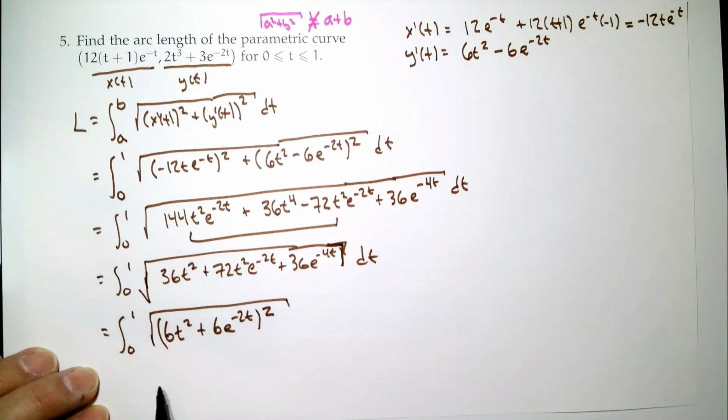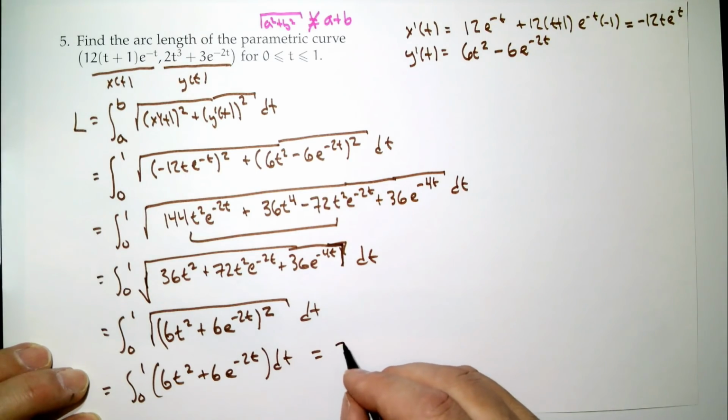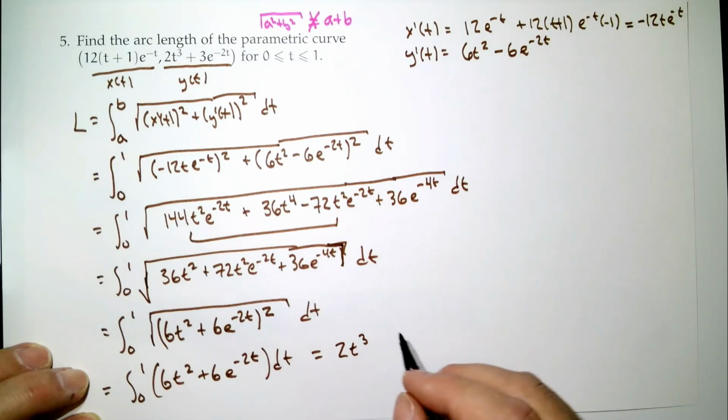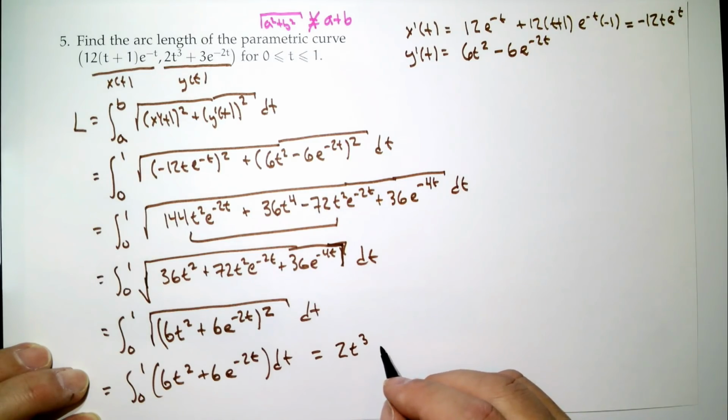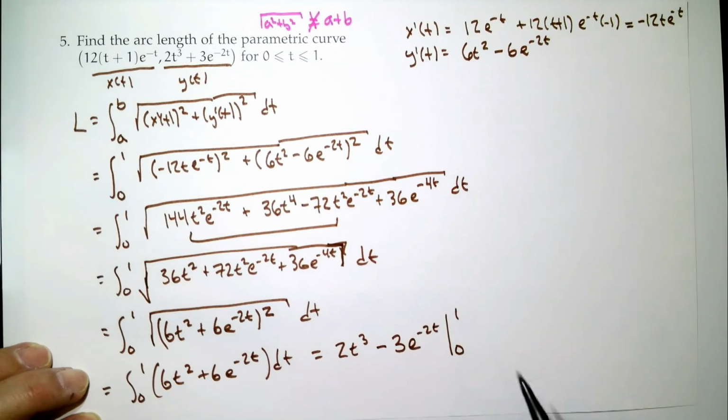All right. Well, the integral from 0 to 1. Square root and the square will undo each other: 6t squared plus 6e to the minus 2t. And now we can integrate this function. What's the integral of 6t squared? 2t cubed. 6e to the minus 2t? Well, minus 3, e to the minus 2t. And then we're going to evaluate from 0 to 1.